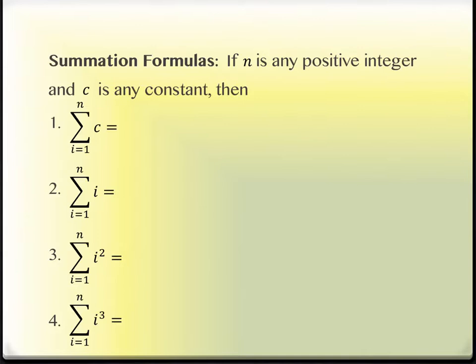And I'm going to give you names for some of these as well. Actually, I think they're written on your paper. The first one: if I'm adding together c a bunch of times, c plus c plus c plus c plus c, n times, that's just c times n. And this one is actually called the sum of constants.